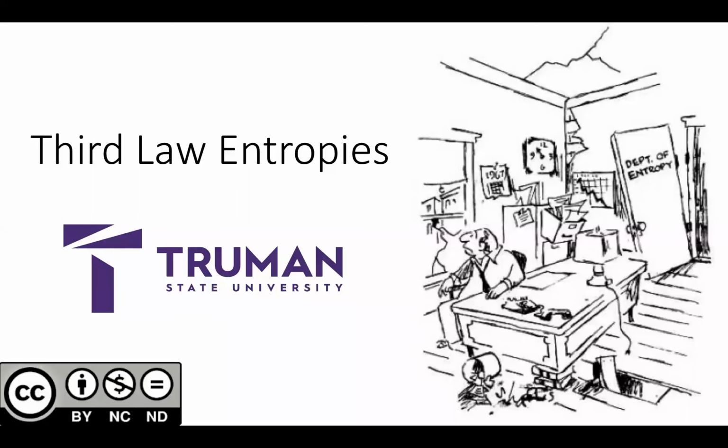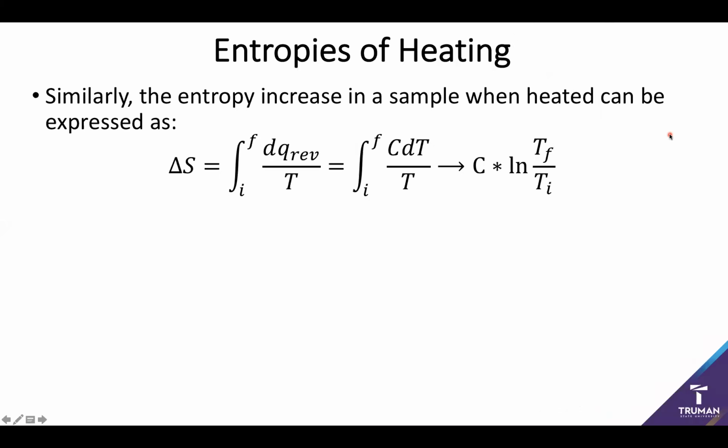Hello, everybody. So today we're going to continue our conversation on entropies by looking at how temperature can influence the entropy of a system. We can examine how entropy changes with temperature by going to our good old definition equation of entropy as being the derivative of the minimum amount of heat needed to drive a process divided by the temperature of the system.